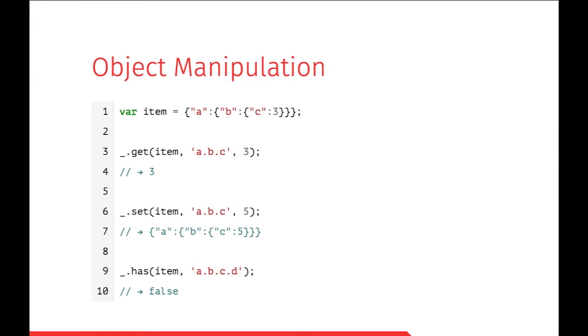And the complementary method of get is set. We can set deeply nested keys in an object by passing the same values. For example, we had an empty object, and we wanted to create a deeply nested C key with a value of 5. The set method will create A, B, and C for us automatically. And we also have has, which allows us to test if a deeply nested value exists.